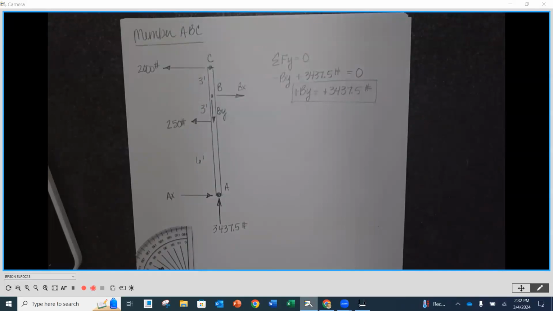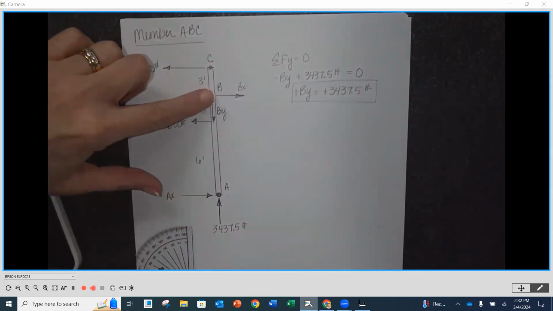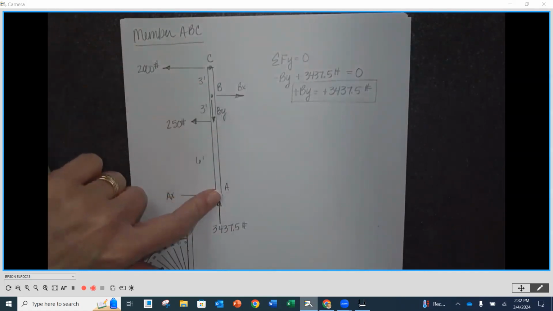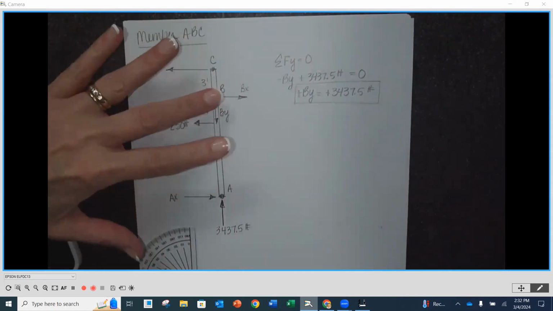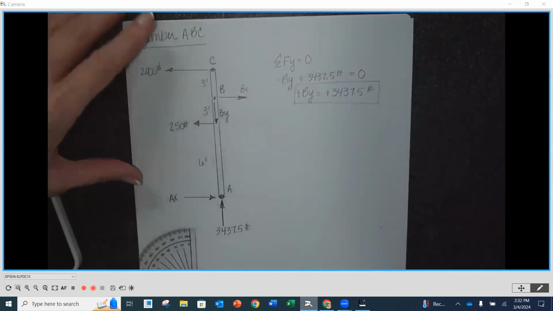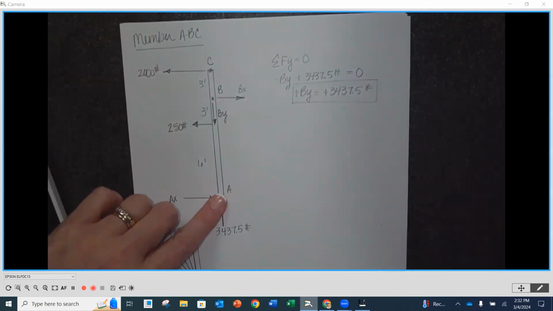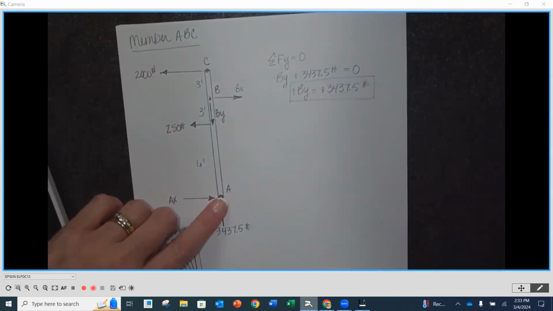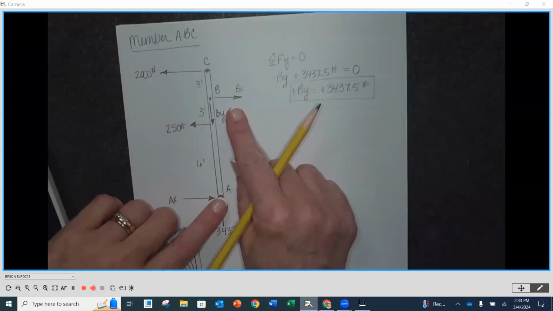Now we've got 2 more unknowns here. We've got an AX and a BX. If we sum our forces in the X direction right now, we're going to have 2 unknowns, right? So summing moments would make sense, okay? So I'm going to sum moments either around B or A. Which one do we want to sum around, B or A? A, okay, let's sum around A. So go ahead and sum your moment around A to solve for BX.